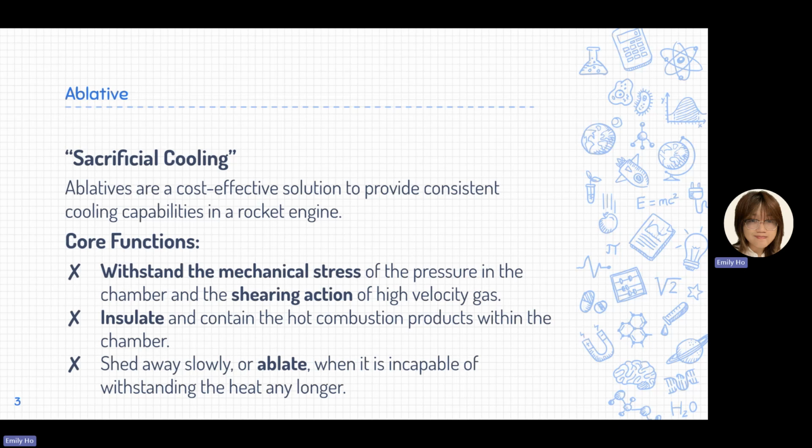That brings me to its next core function, which is that it must insulate and contain the hot combustion products within the chamber in order to protect the engine. When a rocket engine cannot handle the heat, it can actually cave in and explode. You do not want the rocket to explode. And that brings us to its final function: it must shed away slowly, or ablate, when it's incapable of withstanding the heat any longer. So basically, the sacrificial part.